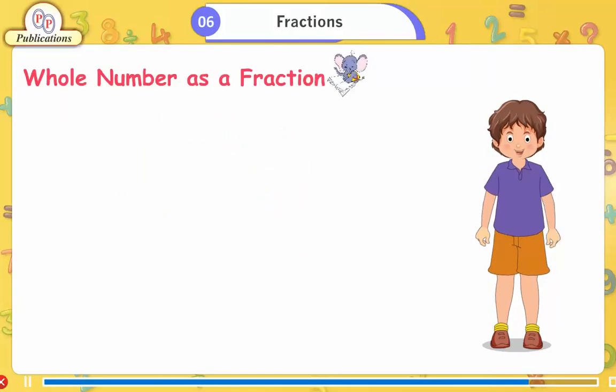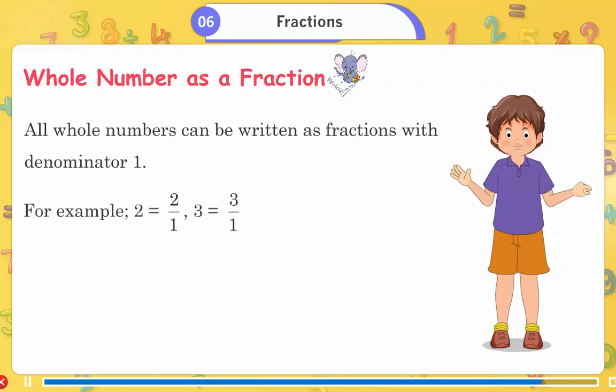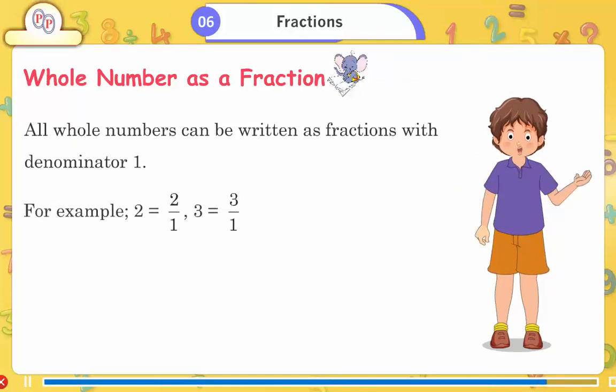Whole number as a fraction. All whole numbers can be written as fractions with denominator 1. For example, 2 is equal to 2 upon 1. 3 is equal to 3 upon 1.